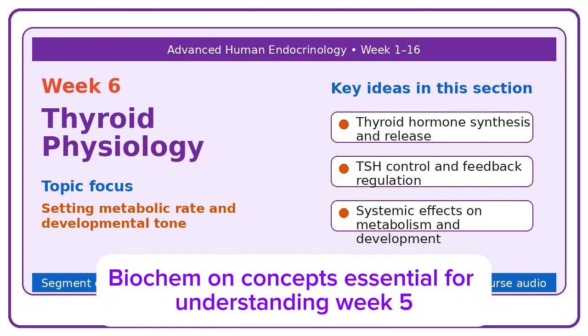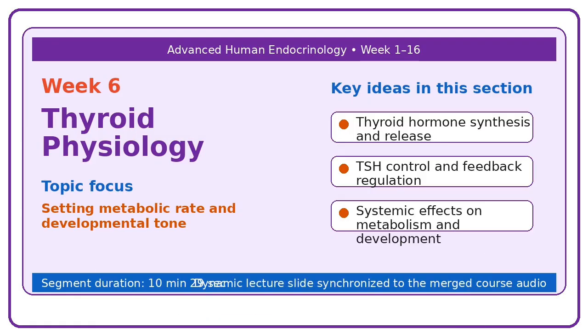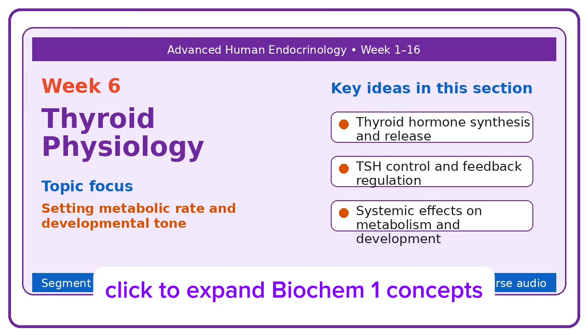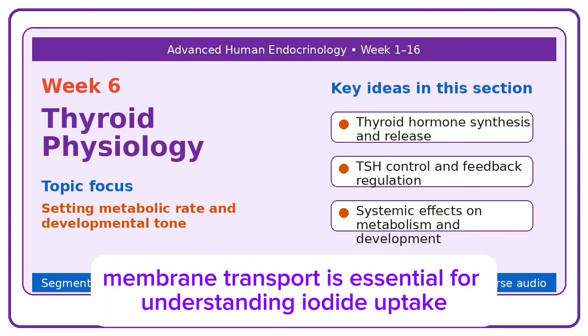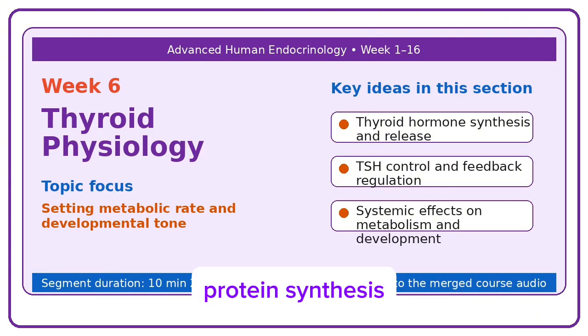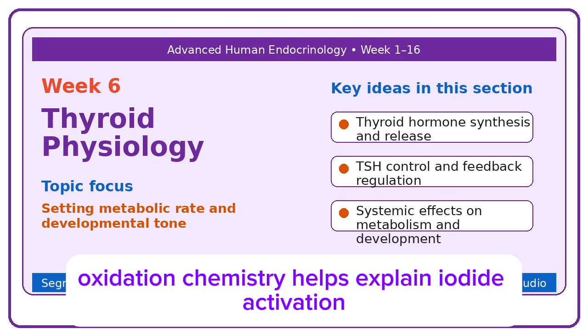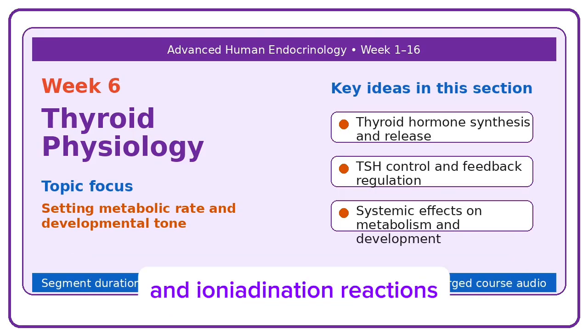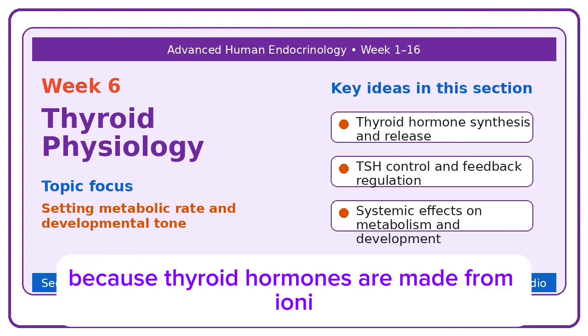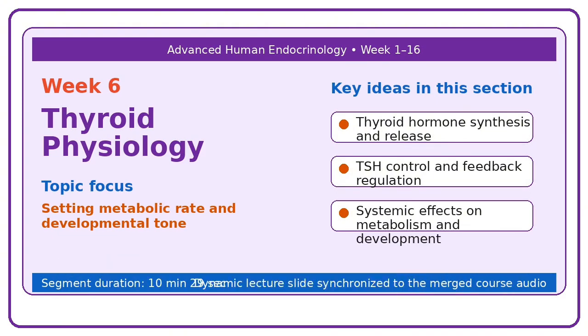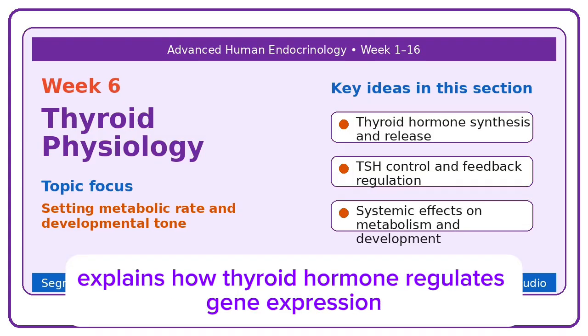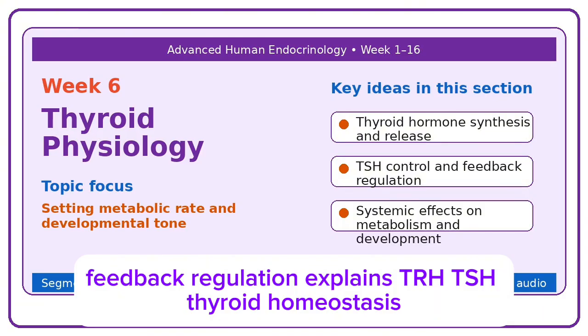Biochem On concepts. Essential for understanding Week 5. Click to expand Biochem 1 concepts. Membrane transport is essential for understanding iodide uptake. Protein synthesis and glycosylation are important for thyroglobulin production. Oxidation chemistry helps explain iodide activation and iodination reactions. Tyrosine chemistry is central because thyroid hormones are made from iodinated tyrosine residues. Intracellular receptor signaling explains how thyroid hormone regulates gene expression. Feedback regulation explains TRH-TSH thyroid homeostasis.